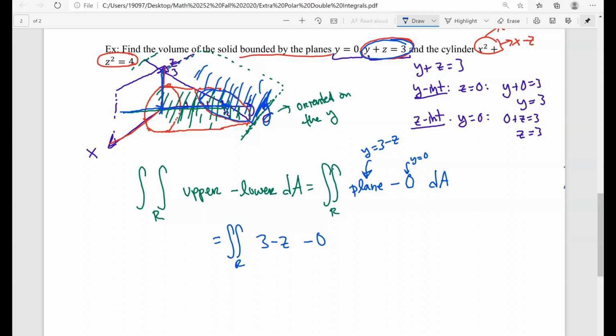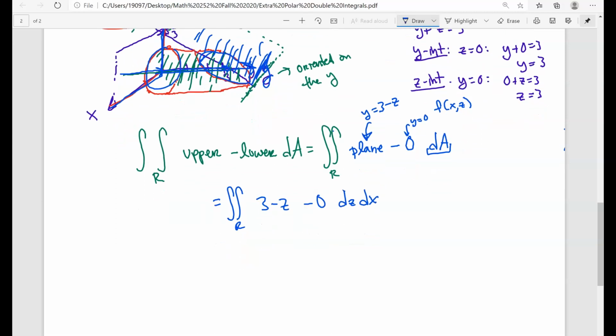Now in this case, notice that my function inside is in terms of f of x and z. So now we have y equaling a function of x and z. x is not here because x can be free. Since everything is on the y-axis, the region we have to integrate over is going to be on the xz plane. So what we have is dz dx, or it can be dx dz, depending on the region.